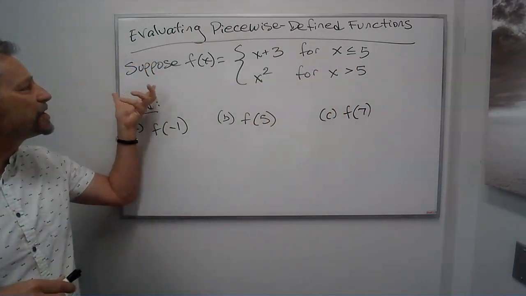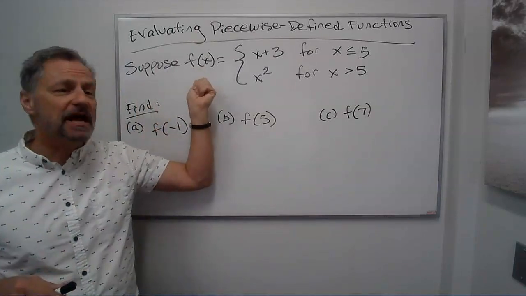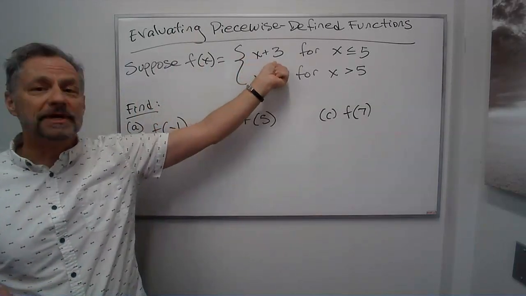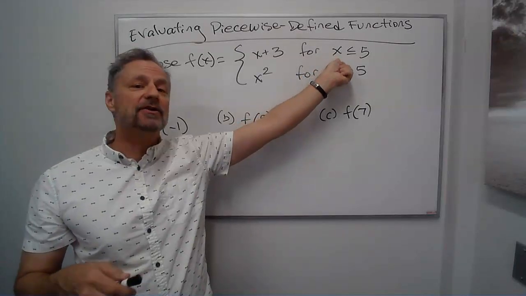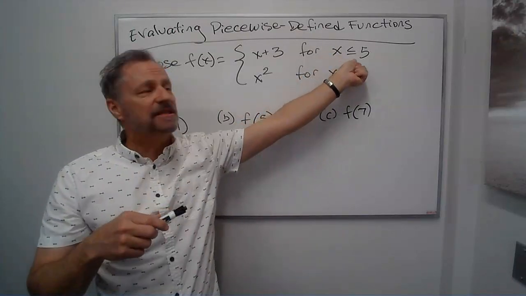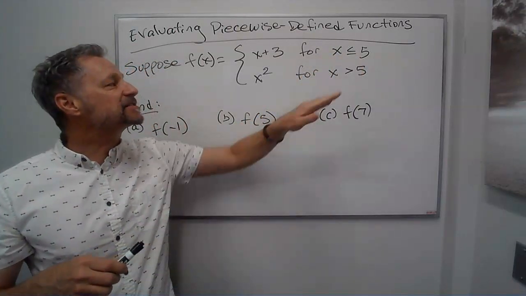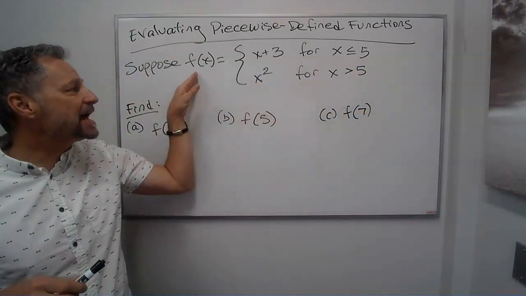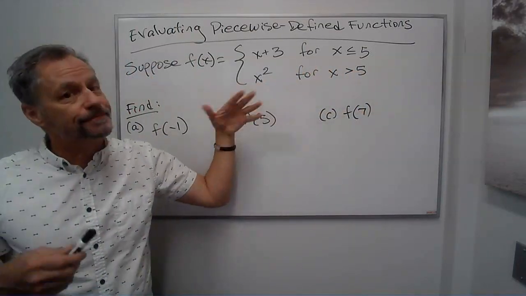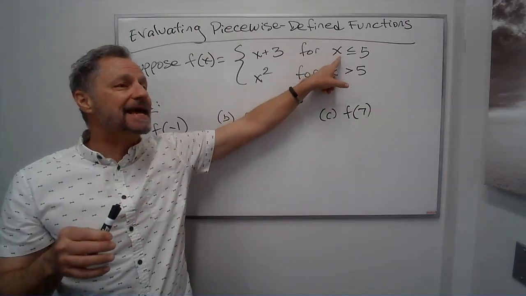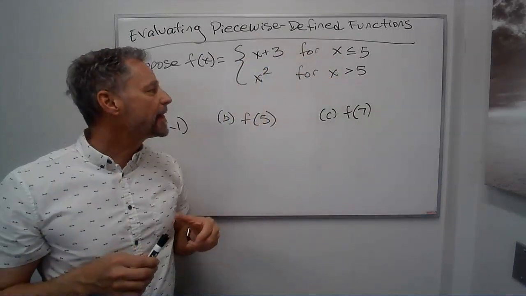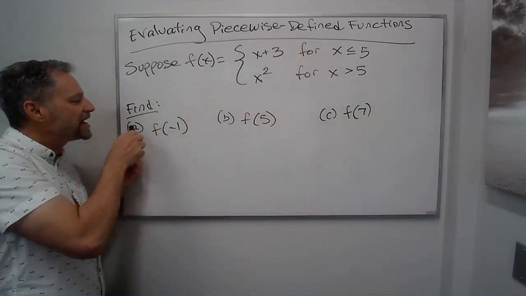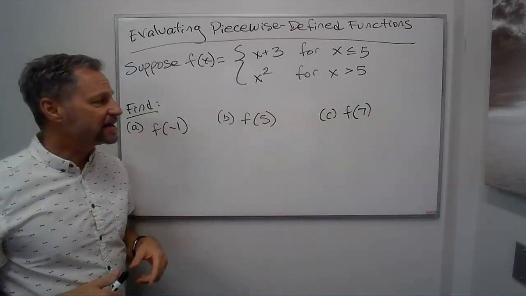All right, so we've got a piecewise defined function here. f of x is just x plus 3, but only defined over the interval when x is less than or equal to 5. If x is greater than 5, then f of x is defined as x squared. So it depends on what x is which one of these we use. I want to find f of -1, f of 5, and f of 7.